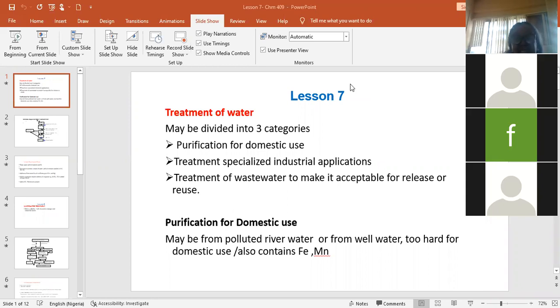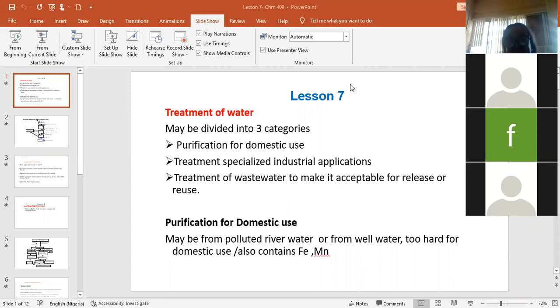So we want to look at treatment of water. So far, we have been looking at quality water, how to determine the parameters of a good water. We have looked at COD, BOD in wastewater. We have looked at how to determine some other parameters. Now we want to know how to purify water. So treatment of water, that's lesson 7.